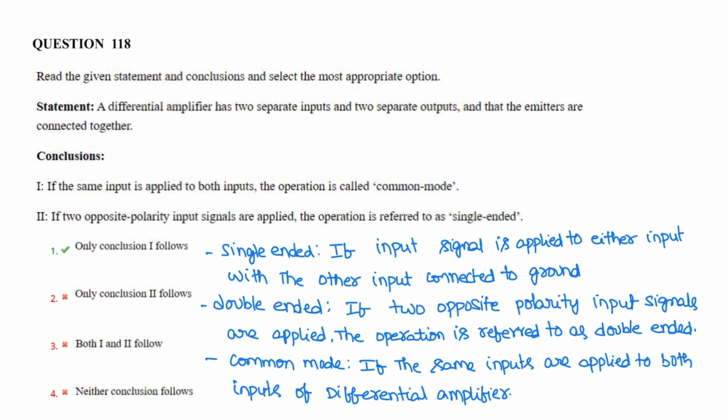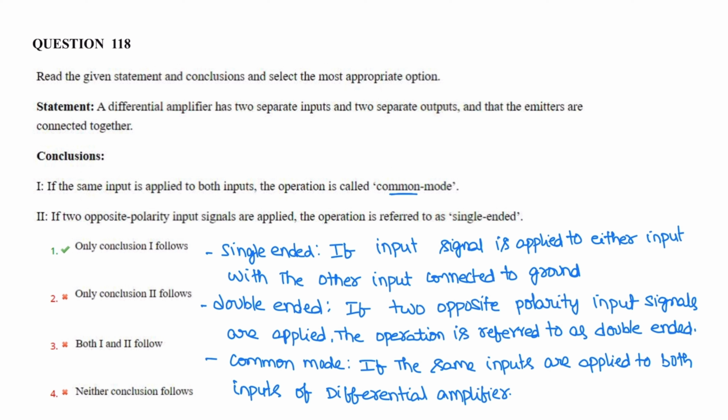Double-ended means if two opposite polarity input signals are applied, then the operation is referred to as double-ended. Common mode means if the same input is applied to both inputs of the differential amplifier. A common mode signal is one that drives both inputs of the differential amplifier equally. So in common mode, two input signals of the same phase, same frequency, and same amplitude are applied to the differential amplifier inputs and drive them equally. Now, if the same input is applied to both inputs, then the operation is called common mode.